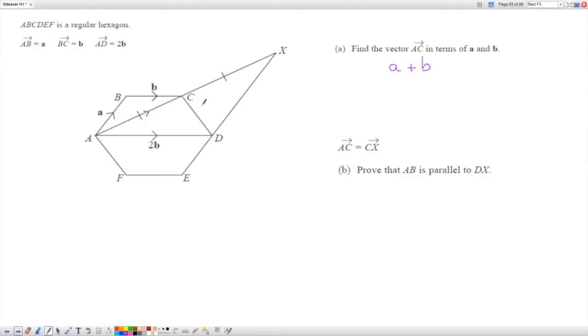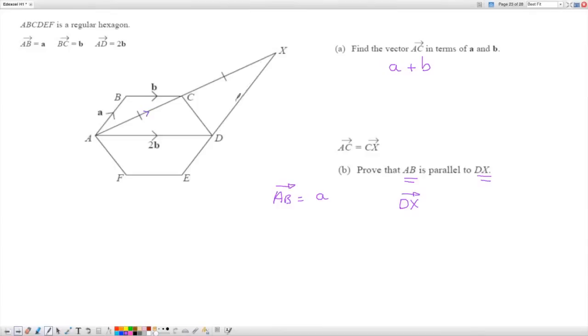We're then told that AC, this distance here, is the same as CX, this part, and asked to prove that AB is parallel to DX. So let's first find AB and DX. AB we know already. AB is simply a. We need to find DX.